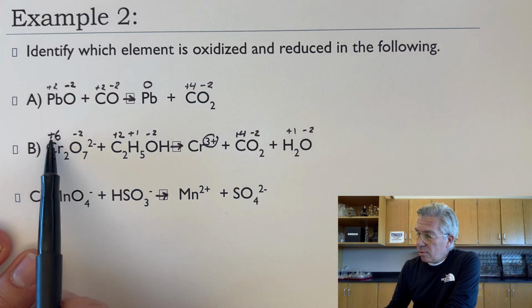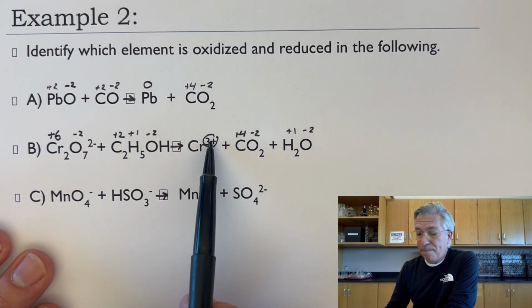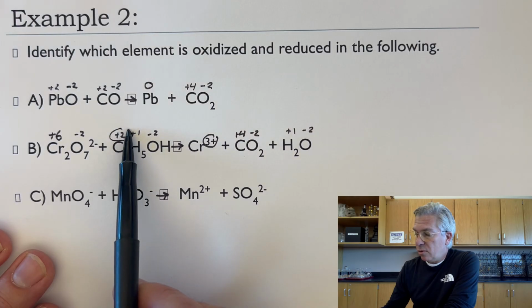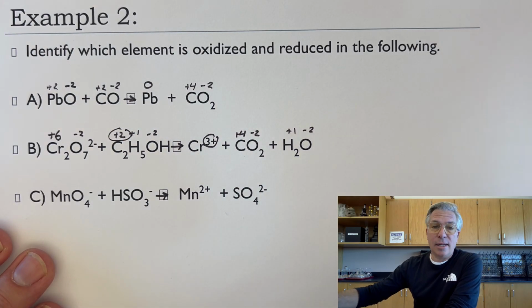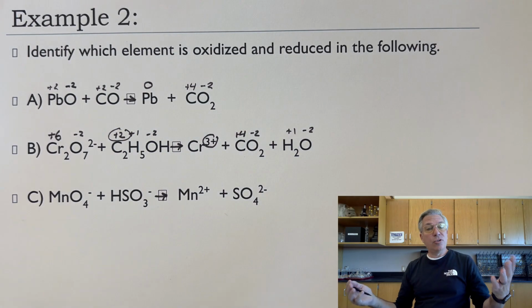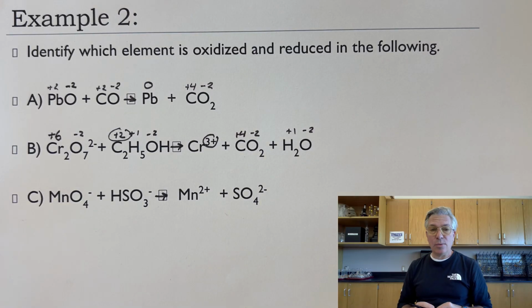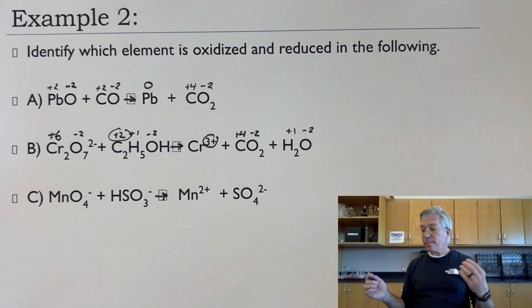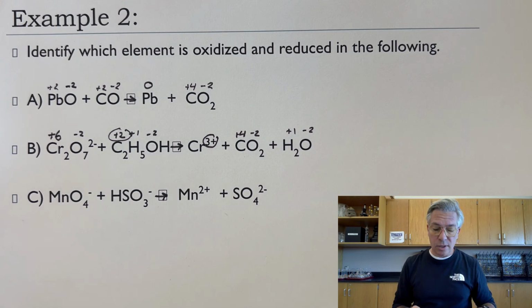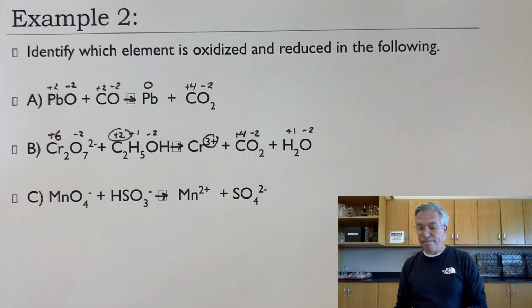And we can see that chromium is going from +6 to +3. That's going down, that's being reduced. And carbon is going from +2 up to +4 again. So that's getting oxidized. Okay, you try. Take a moment and look at this last one, a pretty common redox reaction, and see if you can identify what is being oxidized and what is being reduced.